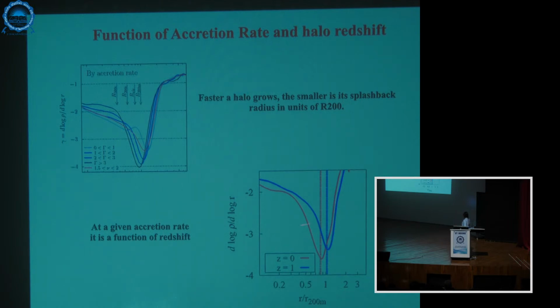It also depends on the redshift at which we are observing the halo, essentially because the overdensity at splashback, or in terms of R over R200m, depends also on the redshift at which we are observing the halo, simply because the background is expanding away faster at lower redshifts, and it tends to happen at a higher overdensity at lower redshifts. All right.